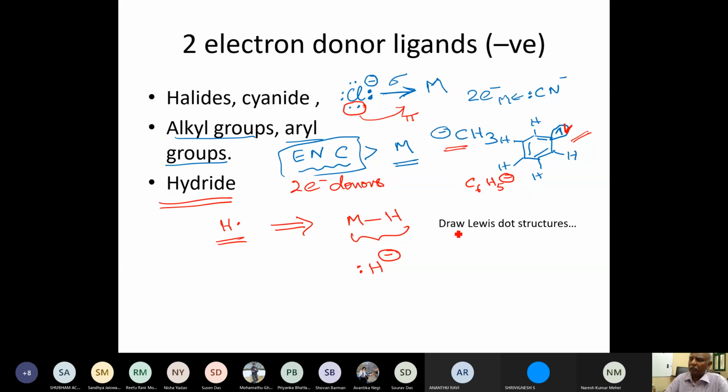In general, draw the Lewis dot structure for any molecule that you want to discuss, and then the Lewis dot structure will tell you whether you have an extra pair of electrons or not. For example, if I take BH3, I know that the Lewis dot structure of BH3 has got no extra pair of electrons. So this cannot be a good ligand. This is not a good ligand.